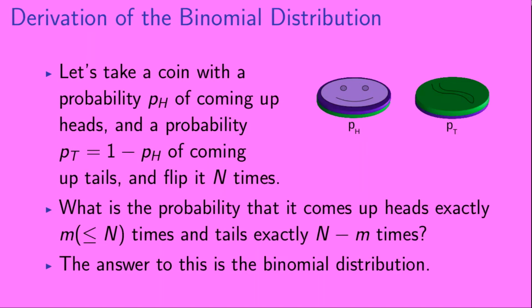Let's take a coin with a probability pH of coming up heads and a probability pt, which equals 1 minus pH, of coming up tails, and flip it n times. What is the probability that it comes up heads exactly m, where m is less than n, times, and tails exactly n minus m times? The answer to this question is the binomial distribution.